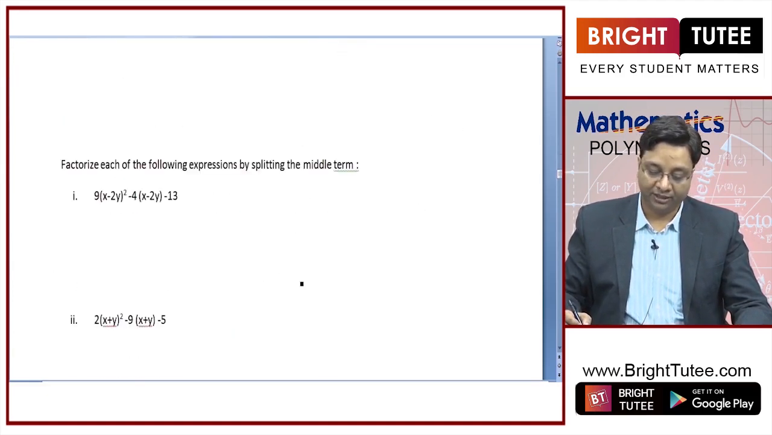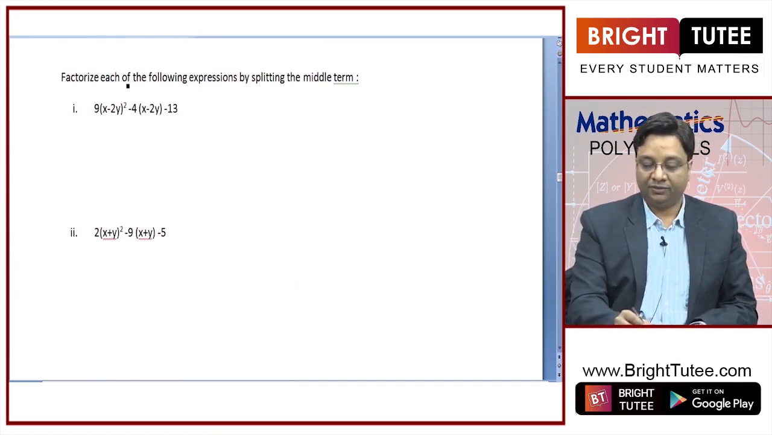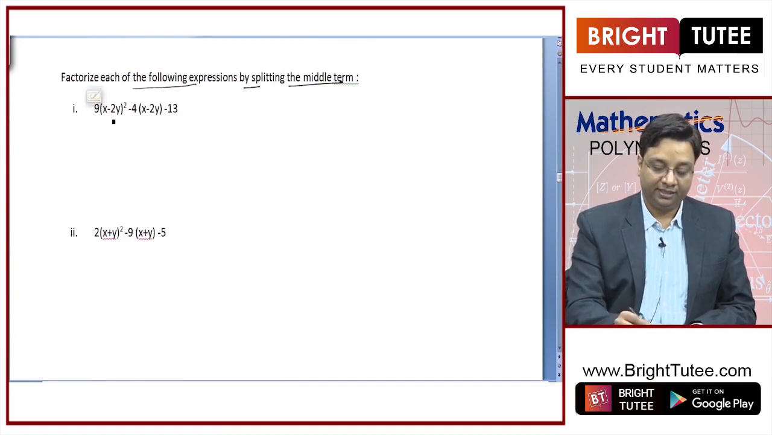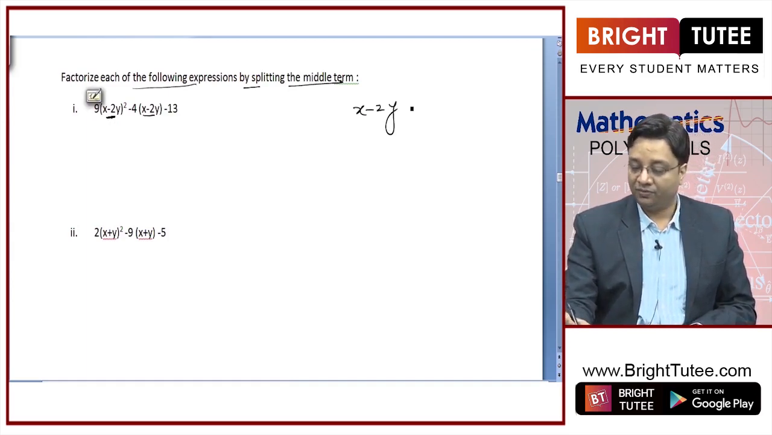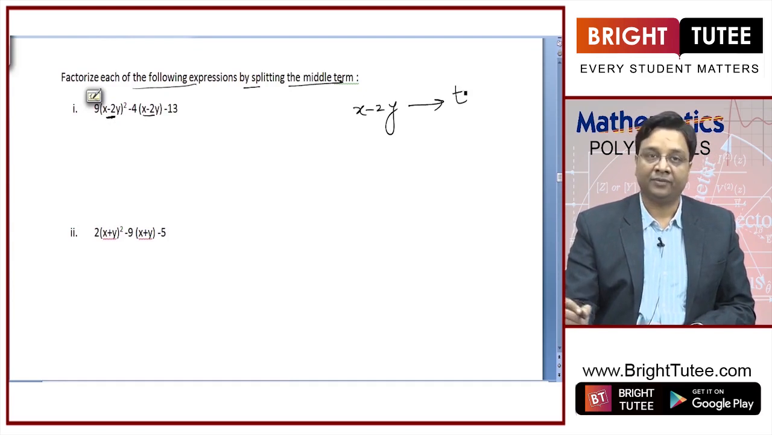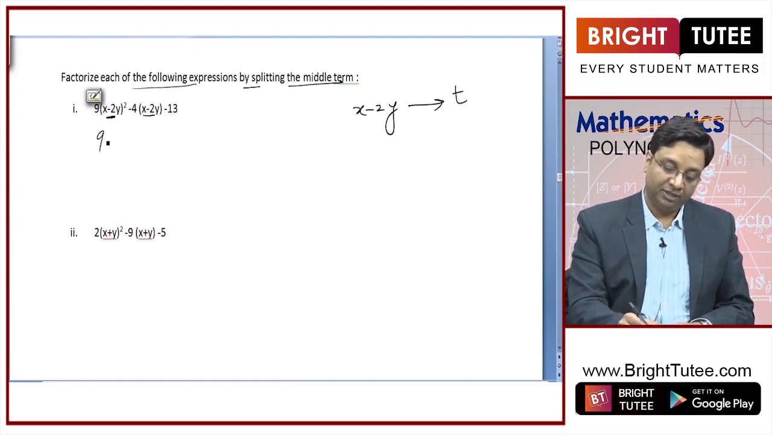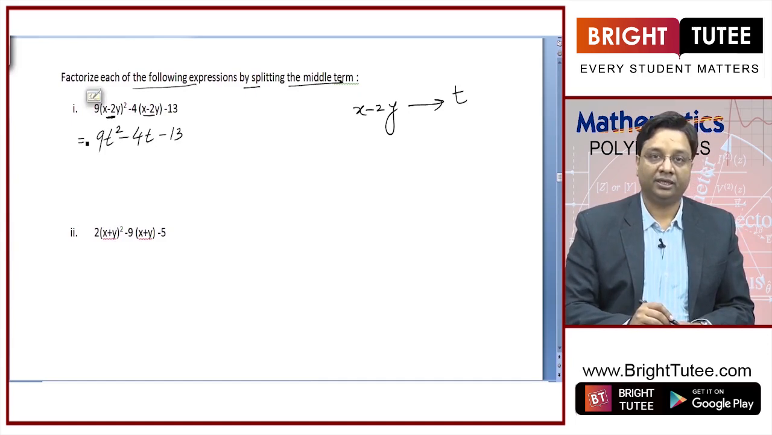Alright, let's move to the next one. Factorize each of the following expressions by splitting the middle term, right. In these expressions, inside the brackets it is given x minus 2y. So what I am doing here is I am replacing x minus 2y with another variable, let us say t, so that this question looks simpler now, and the question will become 9t square minus 4t minus 13. Okay. Now it is easier to visualize this question.